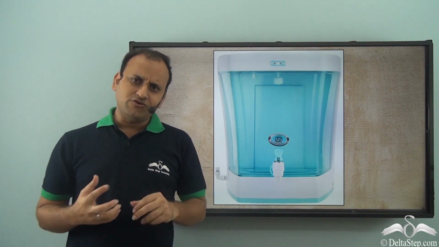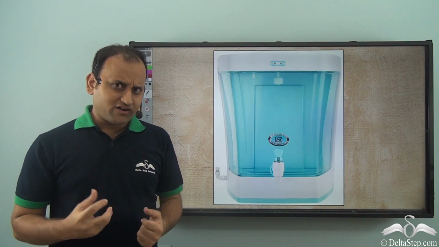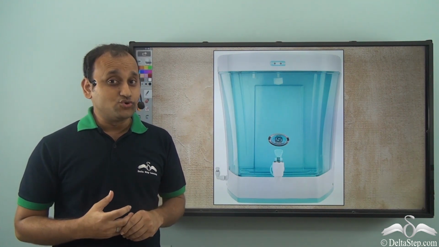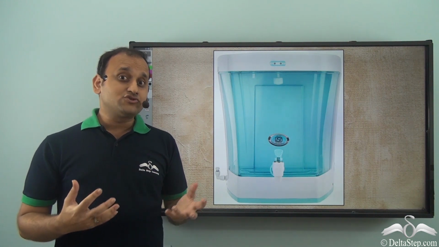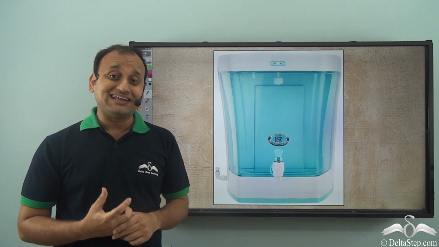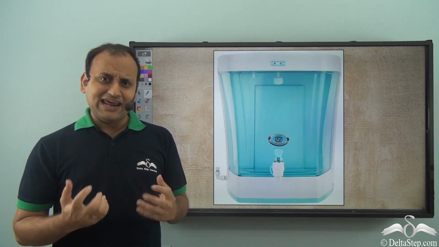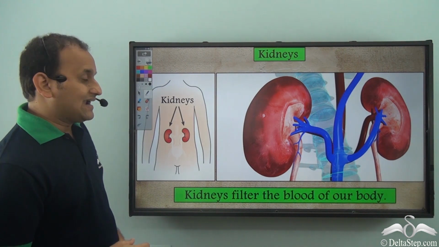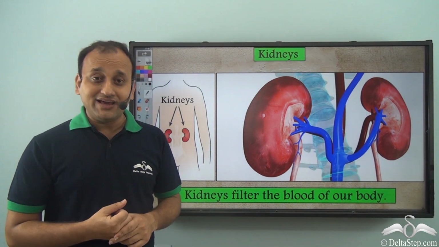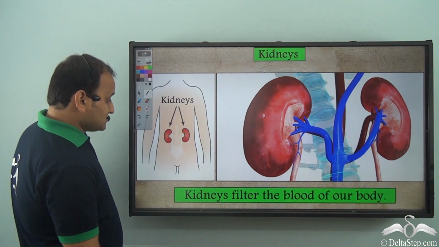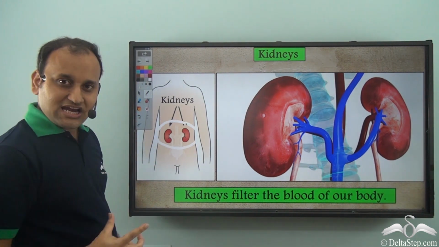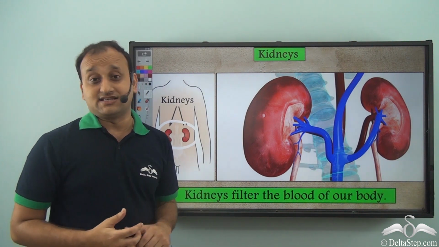Now, apart from that, we all have water filters or water purifiers in our home. And what does it do? Well, it filters all the water so that we can get clean water. Now, in our body, there is blood, and it requires filtration. And how is the blood filtered in our body? Well, there are organs which are located here. These are bean-shaped organs, and they are called kidneys.